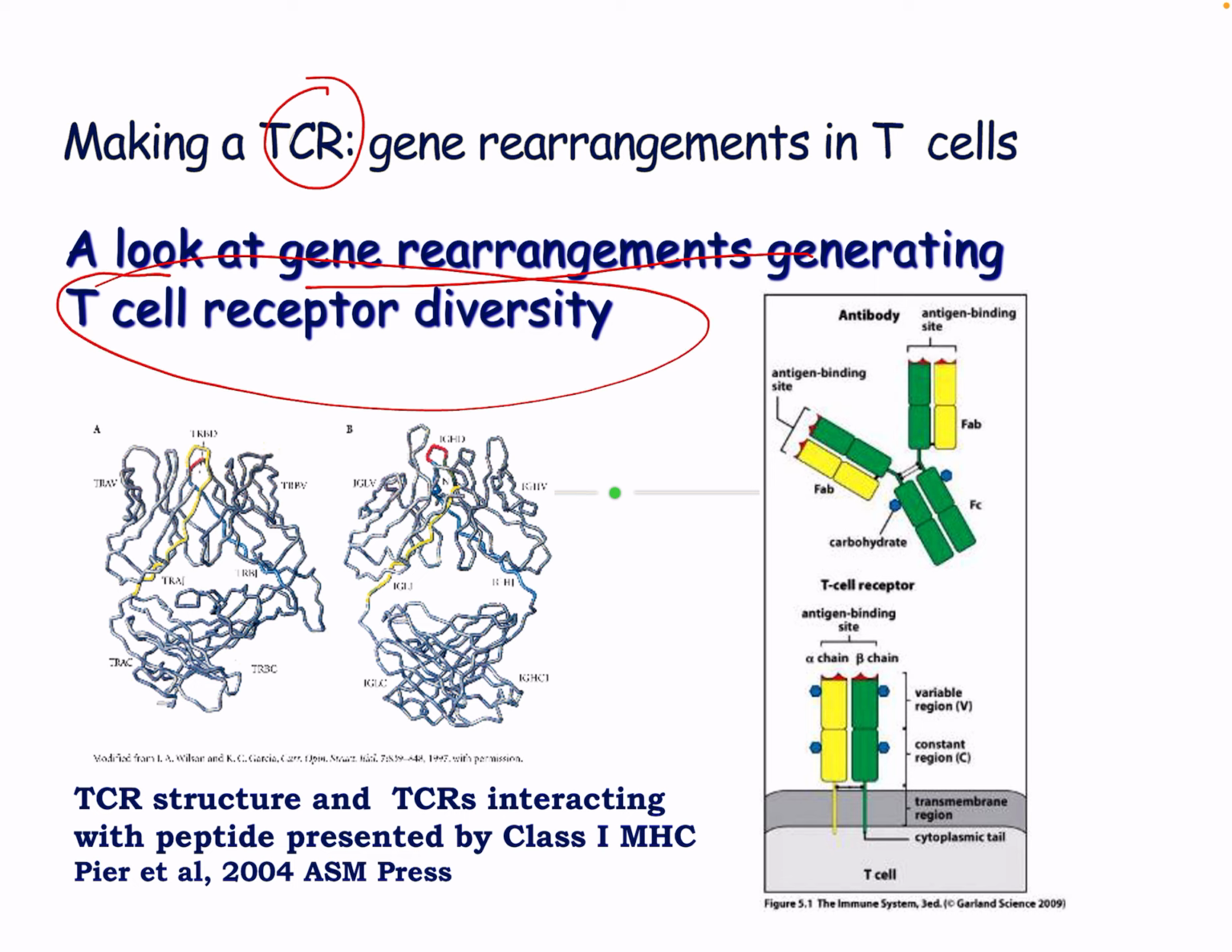We discussed B-cell receptor diversity in a previous lecture, so if you want to check that out, we discuss how we form our B-cell receptor and our antibody. Today we'll be looking at the T-cell receptor, and here's just a brief overview of the structure if you want to take a look.